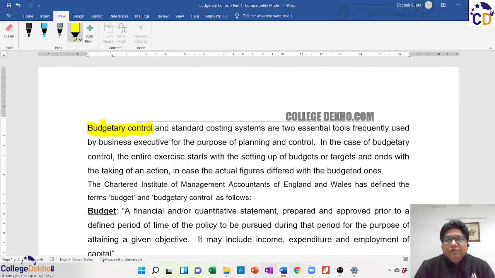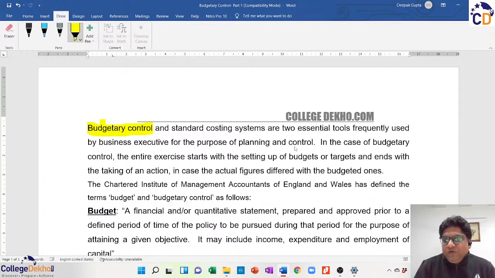And today we are picking one of the very important topics, that is budgetary control for the paper management accounting, or normally known as cost accounting for managers. As discussed earlier in our topic standard costing, budgetary control and standard costing are the two essential tools which are used by all business executives for the purpose of planning and control.